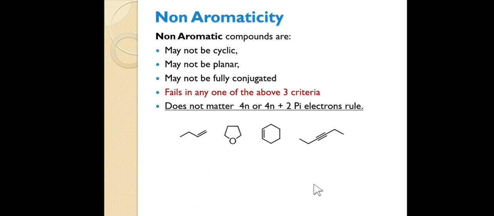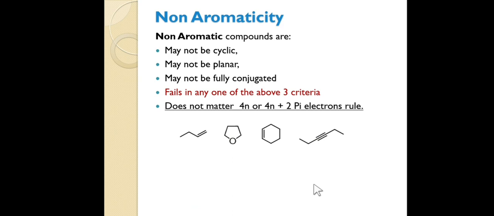Friends, non-aromatic compounds may break any of the first three criteria. What? They may not be cyclic, may not be planar, may not be fully conjugated. So if they fail in the above three criteria, it doesn't matter whether they obey the 4n or 4n plus 2 pi electron rule. So non-aromatic compounds are compounds which may not be cyclic, may not be planar, may not be fully conjugated. So they can obey the 4n or 4n plus 2 pi electron rule, it doesn't matter for us.